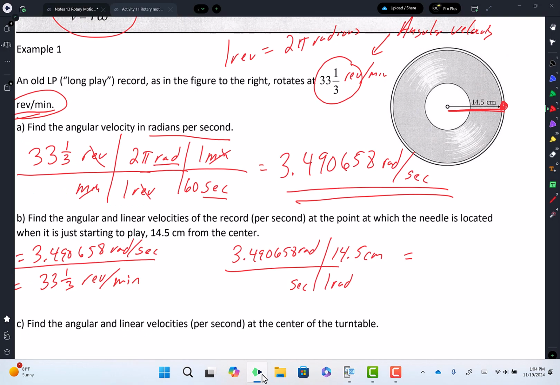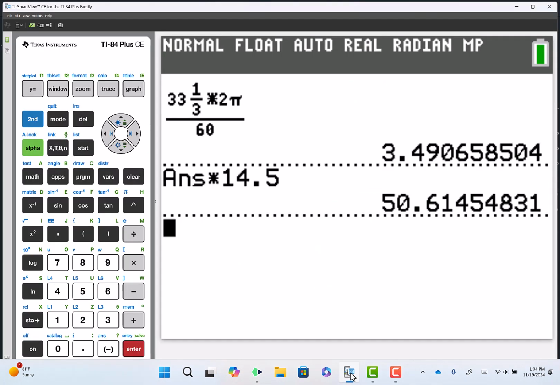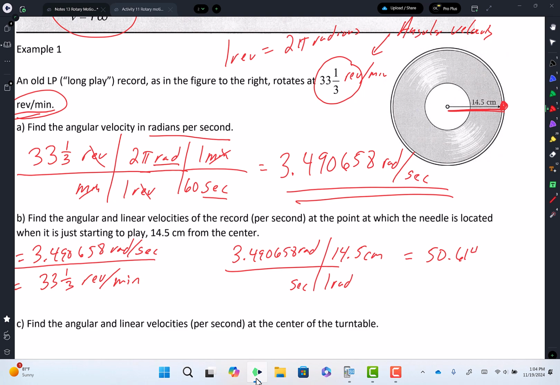50.6145. And I already forgot. 61454831. 6145 centimeters per second. Chav, I don't like it.